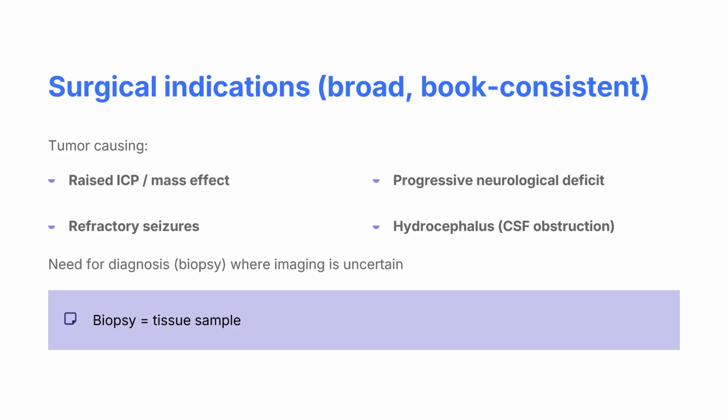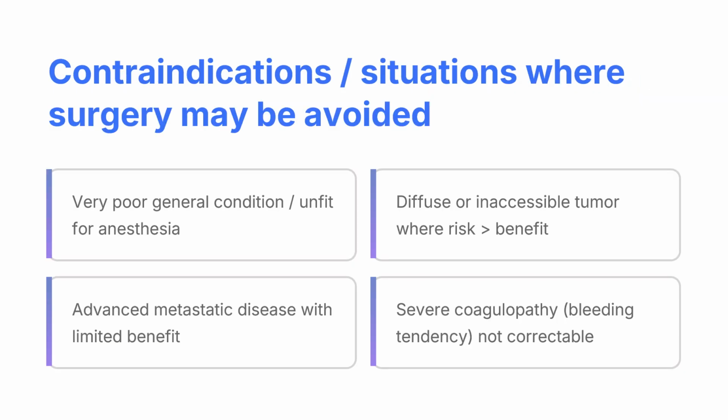The indications of surgery are raised ICP, seizures, any progressive neurological deficits, that means the patient will be worsening day by day or hour by hour, and hydrocephalus is one of them. So these are the broad classification of indications. Contraindications: surgery may be avoided in a poor medical condition, inaccessible tumors, advanced metastasis, or bleeding disorders. If any of these is there, no surgery should be done and the patient should be managed conservatively.